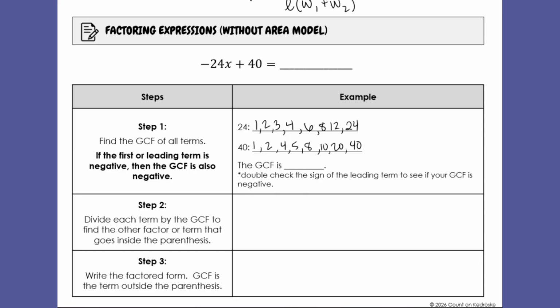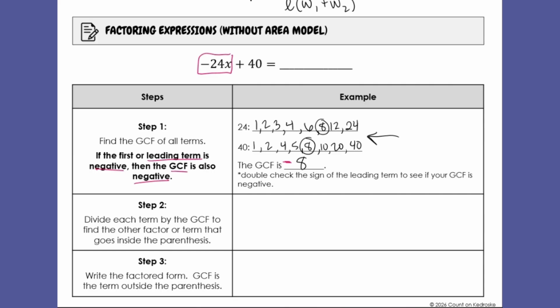So when I look at greatest common factor, I kind of like to work from this side. So when I'm looking, I notice that 8 is our greatest common factor. So I'm going to write 8 down, but then I have to double check that the sign of the leading term is negative or not. When I say leading term, that means our first term. If our first term is negative, then our GCF is also negative. So my GCF should be -8, and that's extremely important.